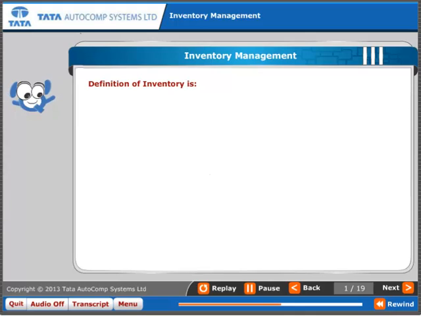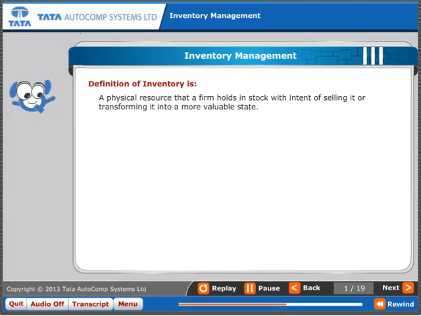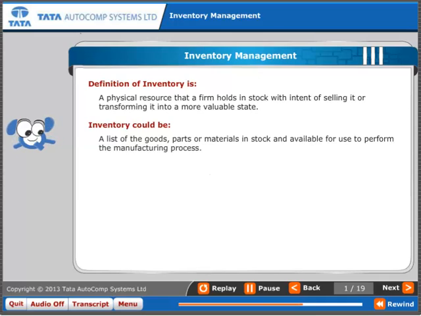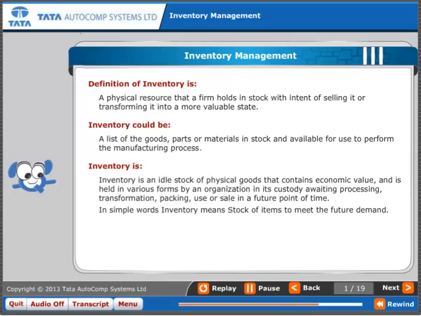The definition of inventory is a physical resource that a firm holds in stock with the intent of selling it or transforming it into a more valuable state. Inventory could be a list of the goods, parts or materials in stock and available for use to perform the manufacturing process. Inventory is an idle stock of physical goods that contains economic value and is held in various forms by an organization in its custody, awaiting processing, transformation, packing, use or sale at a future point in time. In simple words, inventory means stock of items to meet the future demand.